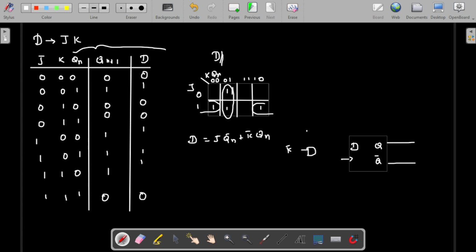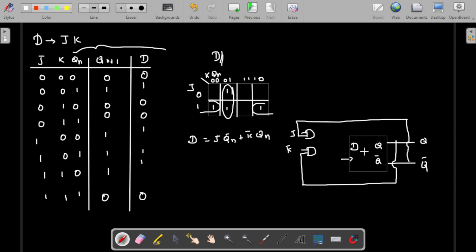For the toggle input, another AND gate where J is given, and the other input is taken from below. Let me draw it simply. Here the Q bar is taken, and here the Qn is taken. Here Q is taken. Then we have to add both these inputs to our gate. If we connect like this, with the D flip-flop we will be able to get the behavior of the JK. So this is one clock.